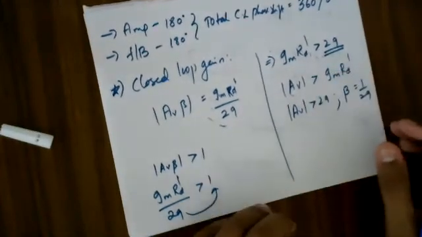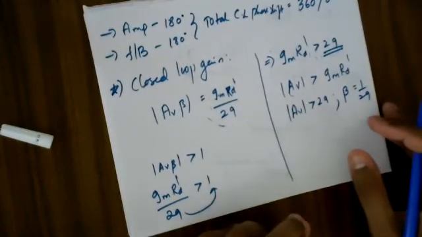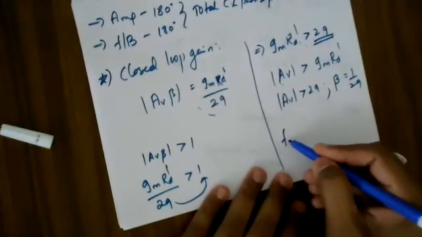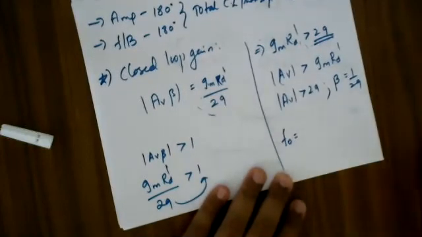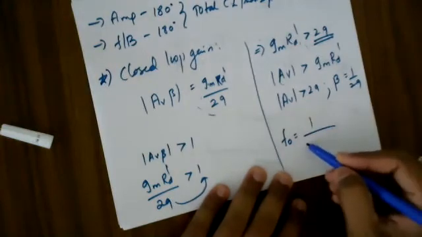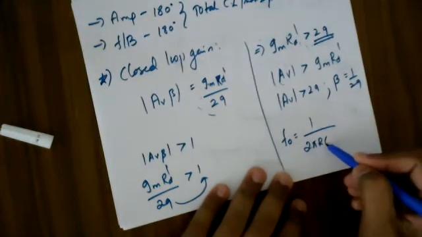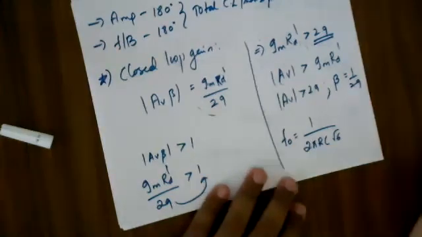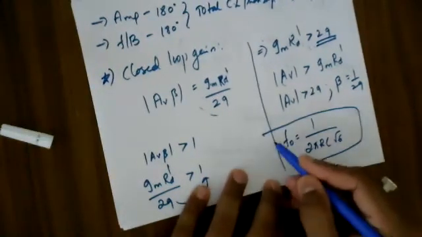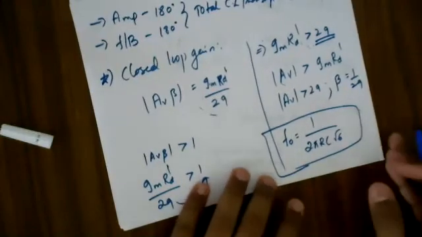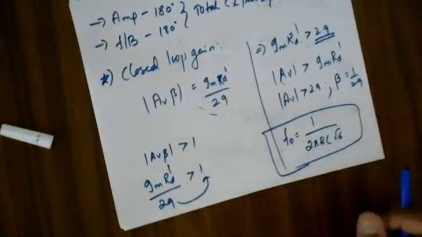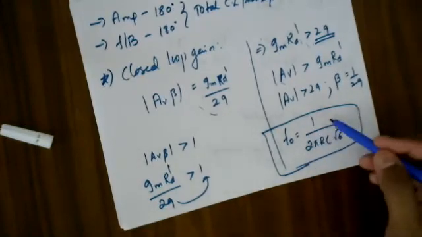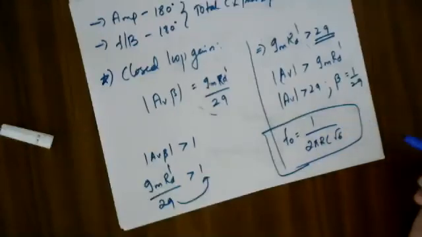If I use the simple equations of my circuitry, then for the FET based amplifier circuit, the oscillating frequency f naught is given by 1 upon 2 pi RC into root 6. This is the equation you need to remember in order to solve numericals related to your RC phase shift oscillator, and it is the equation you will use to design your RC phase shift oscillator.